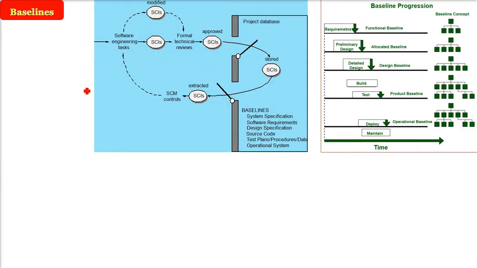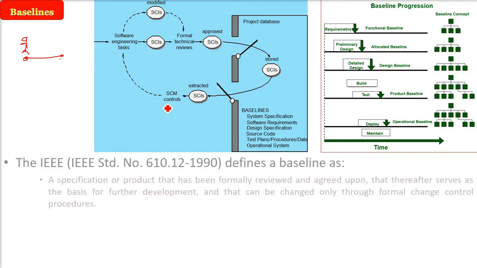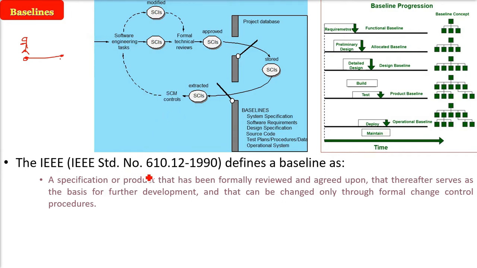Baselines. Whenever we start running a 100 meters, there is always a start line. So here we are talking about that start line. This is the baseline. The IEEE defines the baseline like this, in 610.12/1990: it is a specification or a product that has been formally reviewed and agreed upon. This is very important: formally reviewed and agreed upon.